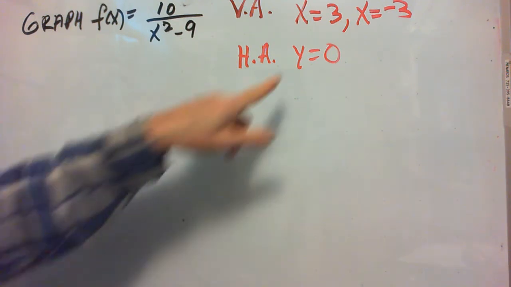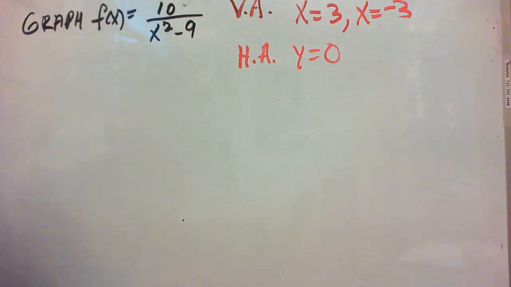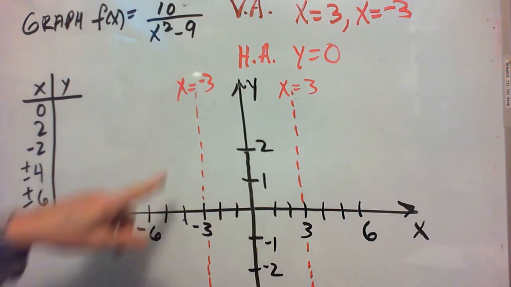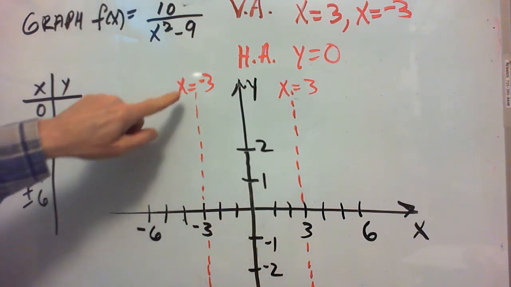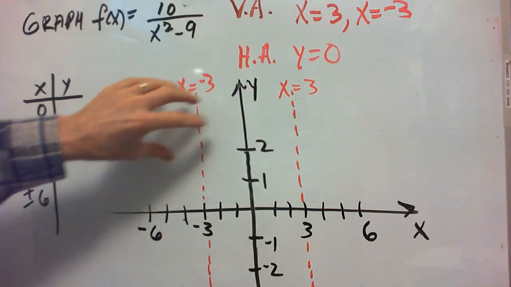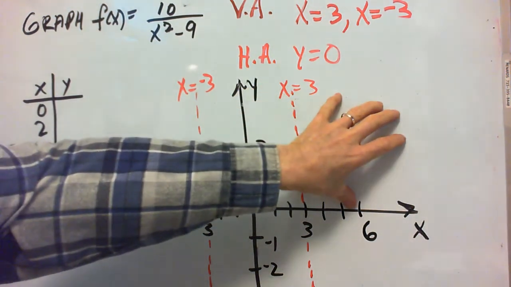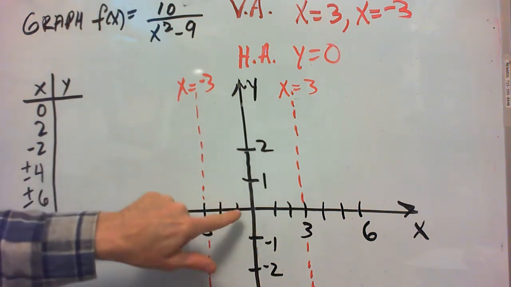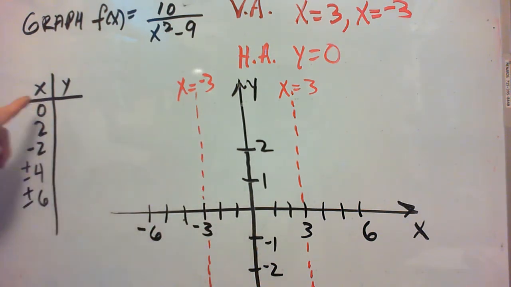So plot all of these asymptotes and then find some more points for this curve. And in this case, you're going to have 3 regions of the graph. So when we plot our vertical asymptotes, x equal negative 3, x equal 3, we have a region to the left of negative 3, a region in the middle, and a region to the right of positive 3. In that middle region, you're going to need 3 points.